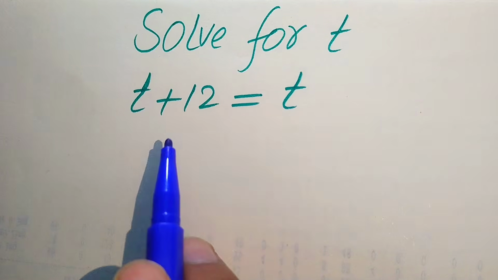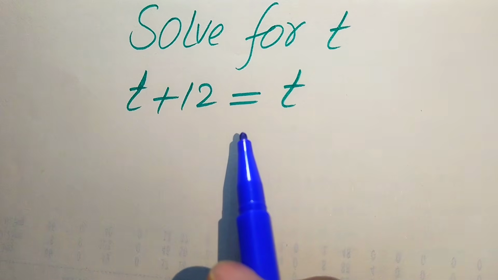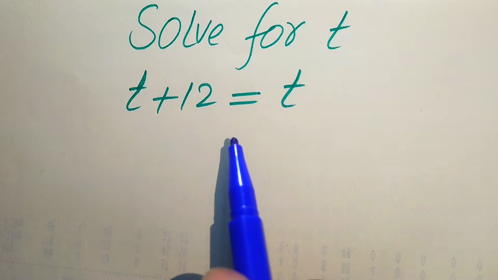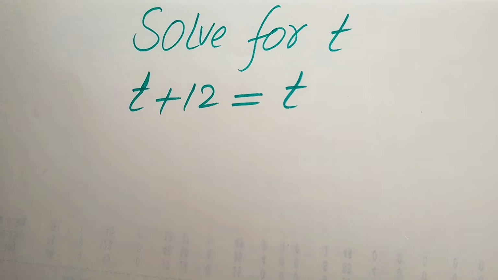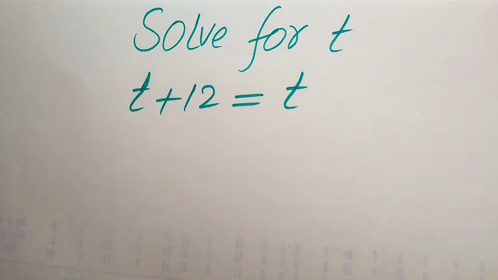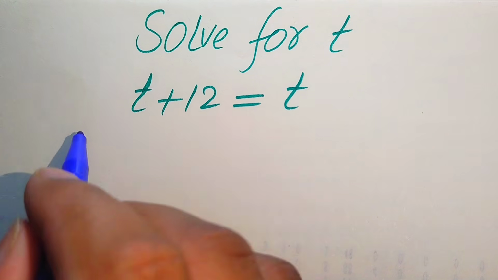So here we have t plus 12 is equal to t, and we solve this problem for all the values of t. First we need to find all the roots of this equation, and at the last we will verify which of the roots are solutions and which of the roots are extraneous roots. Further, we solve this problem by two methods.